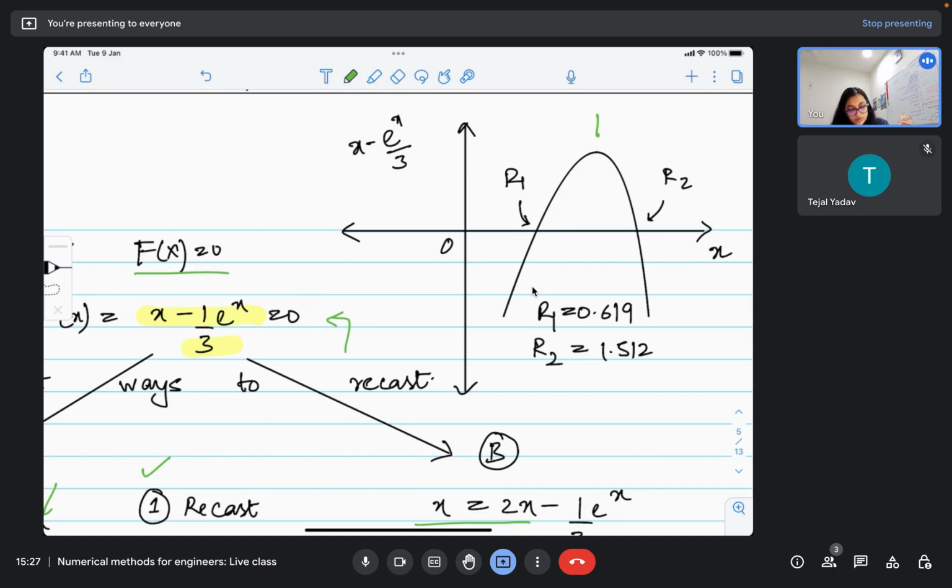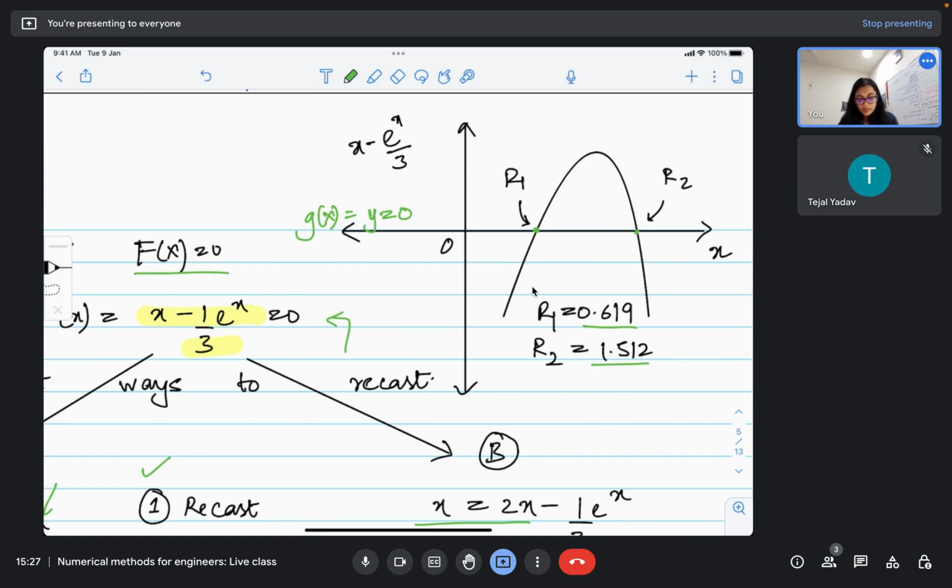I'll just write for the benefit of others. This line is y is equal to g0. This can be written as g of x. Here you can see that wherever it intersects the x-axis, that is the two roots, the value of the roots are given as 0.619 and 1.512.